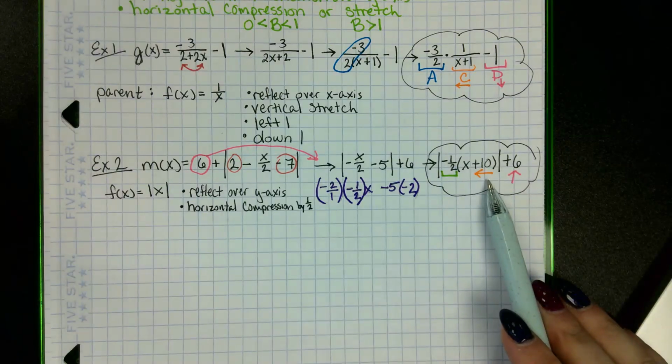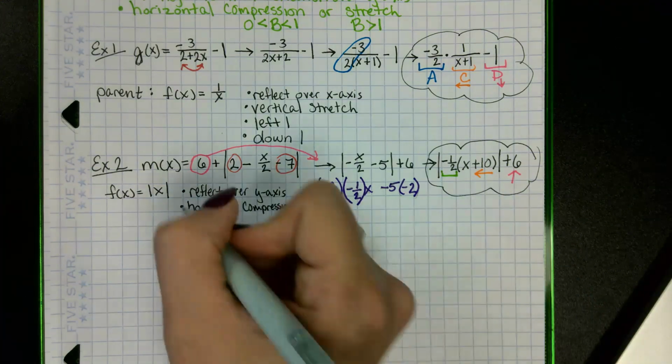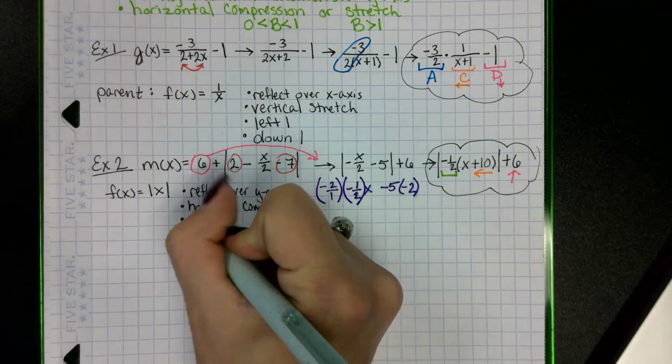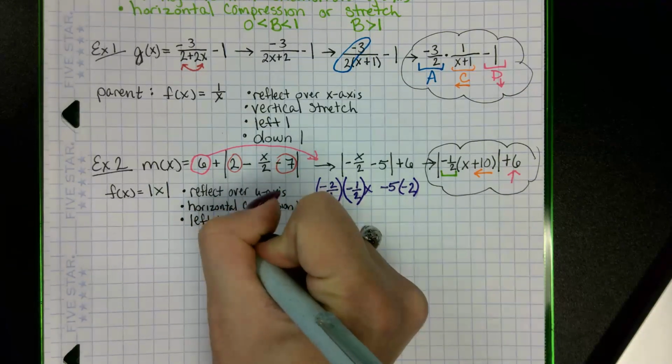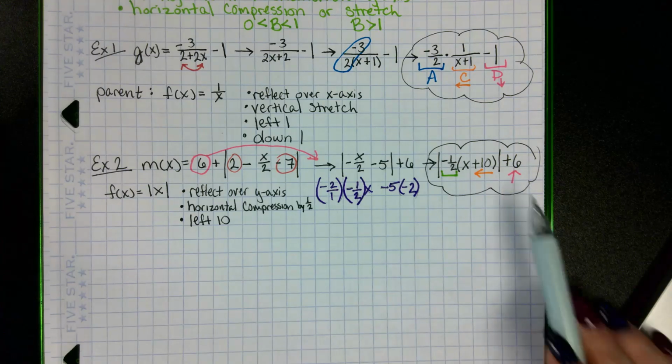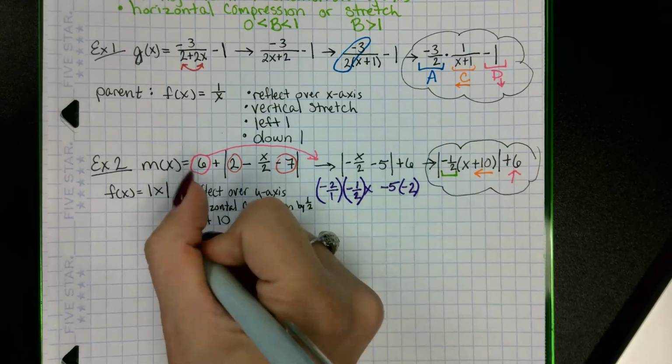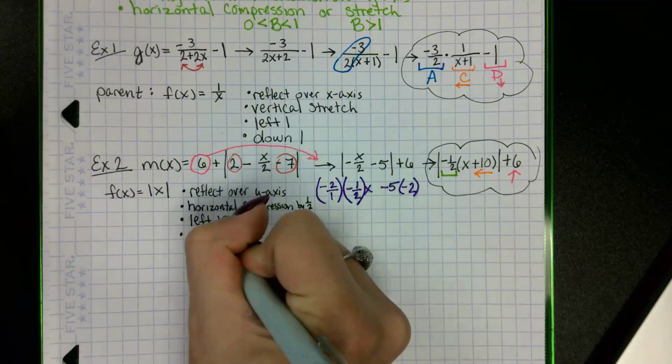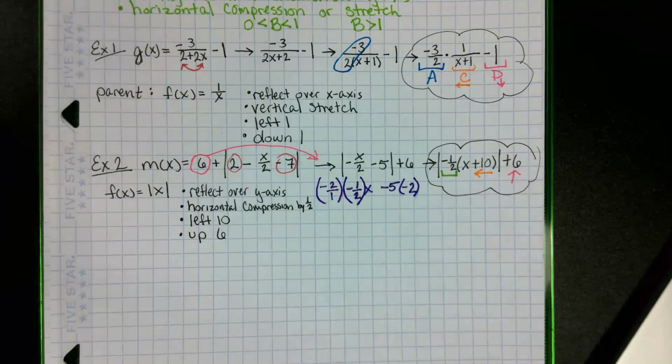And then my C value is the x plus 10, so it's left 10 spaces. And on the outside, I have a plus 6, so that's a shift up 6. It doesn't matter to me if you write the word shift. Shift left 10, shift up 6. As long as you get the left and the up and the number.